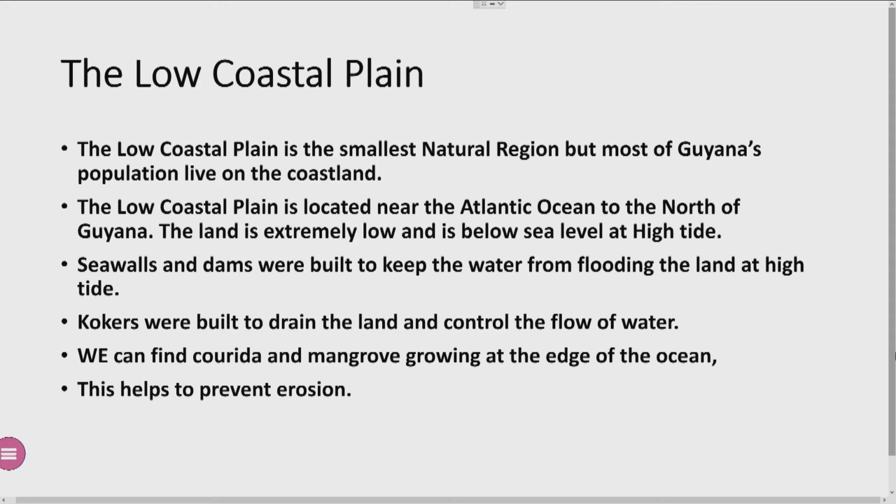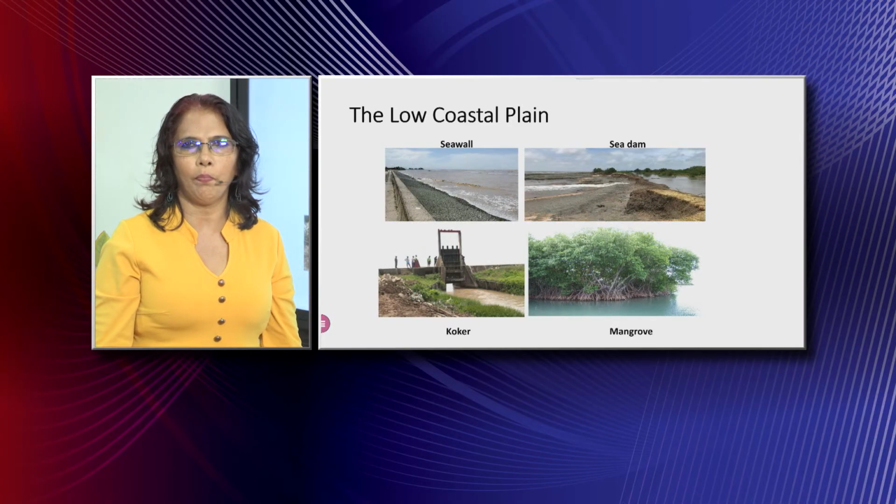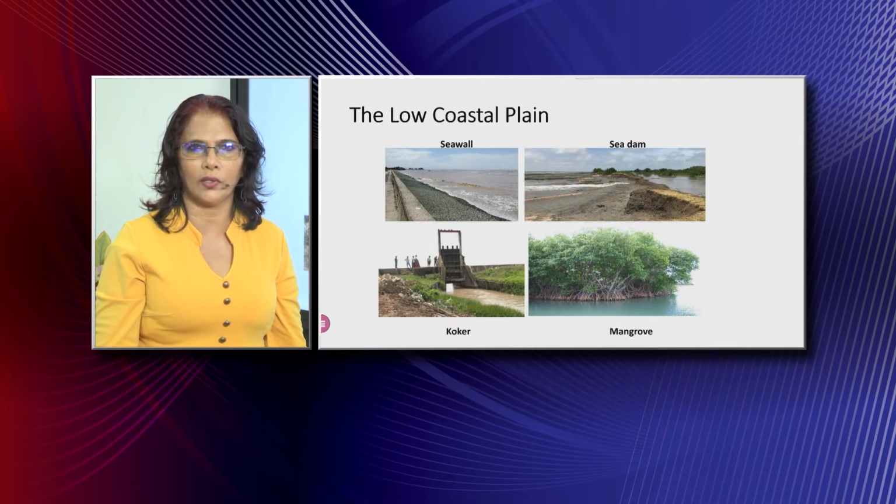We can find courida and mangrove growing at the edge of the ocean. This helps to prevent erosion. Now we have some pictures here of the low coastal plain.